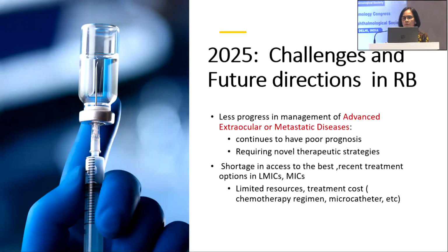Despite the very good advancements, there are challenges and future directions in RB. Less progress, however, has been made in the management of advanced, extraocular or metastatic disease. This group of RB continues to have poor prognosis. And the other thing is the shortage in access to the best treatment options in low and middle income countries because of limited resources.